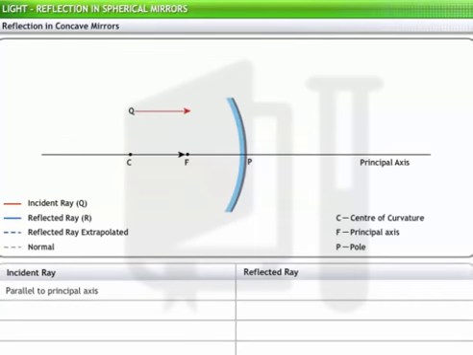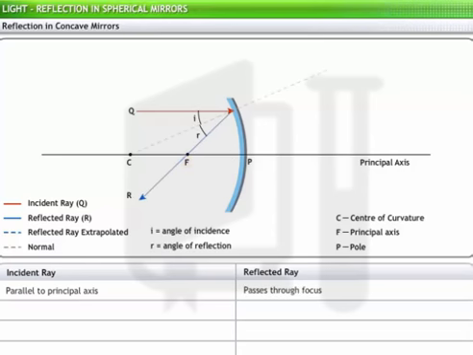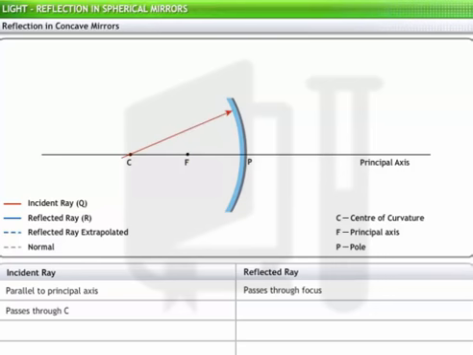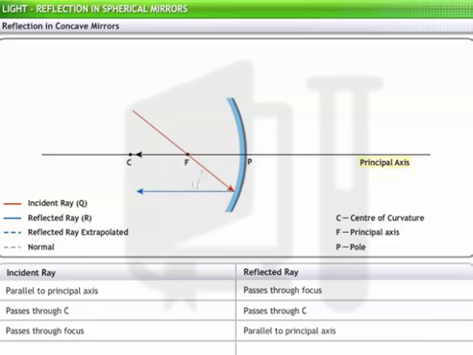If the incident ray is parallel to the principal axis, the reflected ray passes through the focus. If the incident ray passes through the center of curvature, the reflected ray retraces the path of the incident ray. If the incident ray passes through the principal focus, the reflected ray goes parallel to the principal axis.